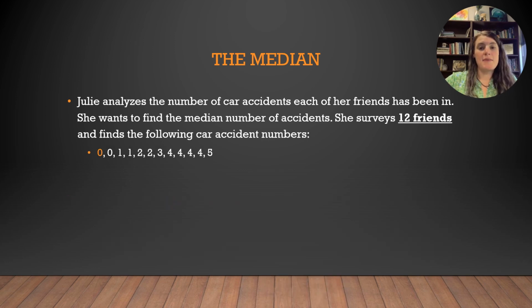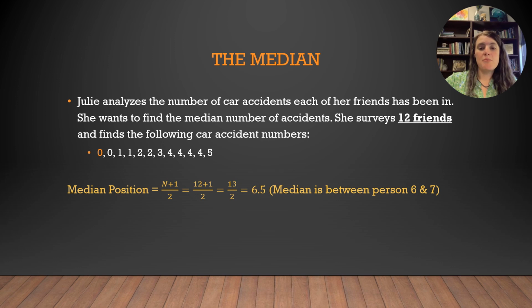Now let's try the same example, but this time Julie adds another friend. So her total N is 12 people instead of 11. When we do the calculations, we find that the median position is 6.5. This means that we need to figure out what the value of person number 6 and person number 7 are, and then average them together.